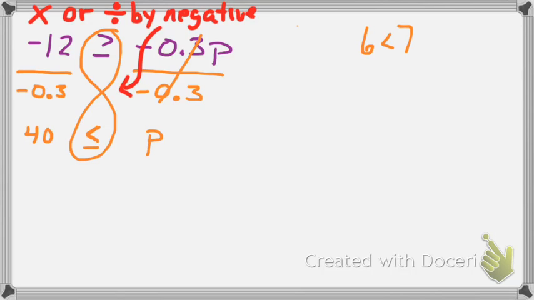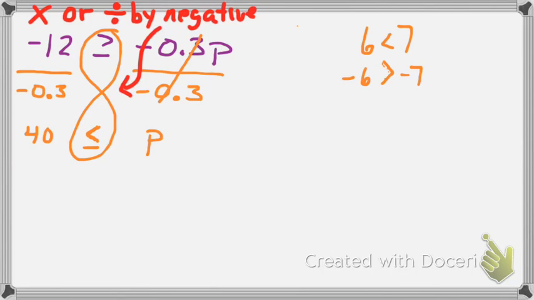6 is less than 7. Would you agree? 6 is less than 7. Are you sure? Okay. 6 is less than 7. If we multiply those by negative 1, now their relationship changes. Negative 6 is greater than negative 7.